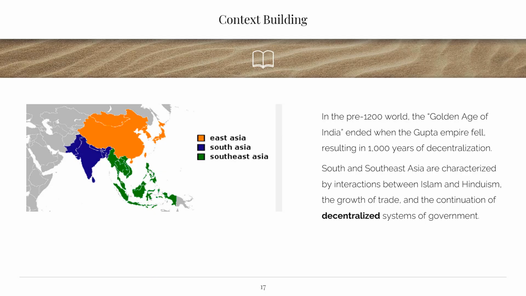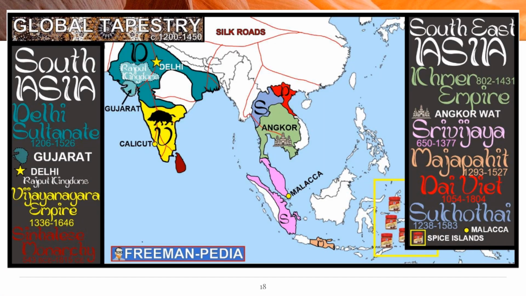Again, before 1200, the golden age of India ended when the Gupta dynasty fell, resulting in 1,000 years of decentralization. South and Southeast Asia were characterized by interactions between Islam and Hinduism, the growth of trade, and the continuity of having this decentralized type of government. Well, it wasn't a type at all, it didn't exist.